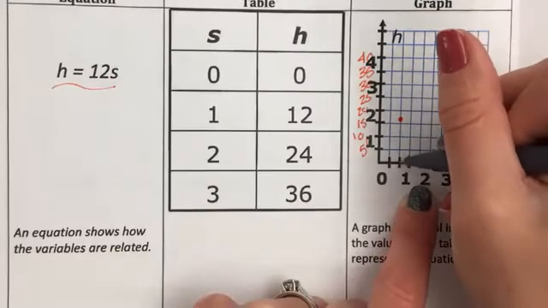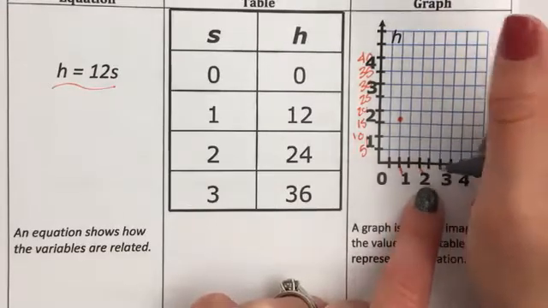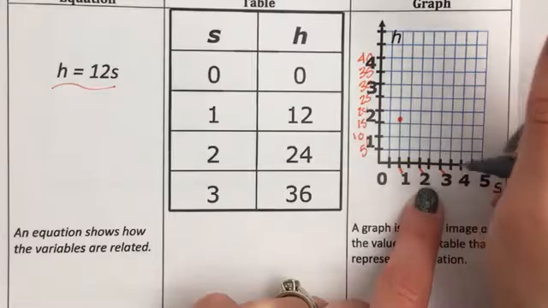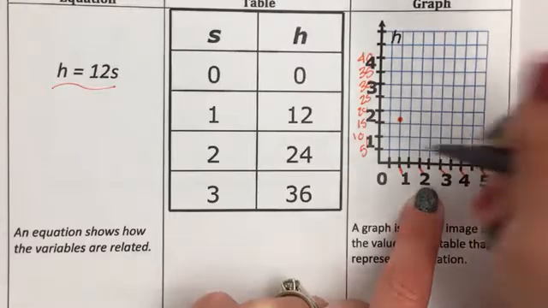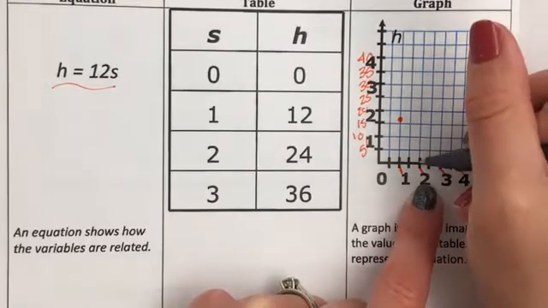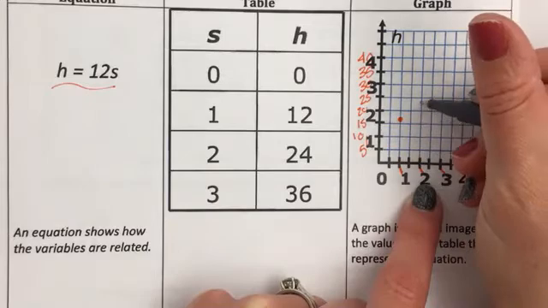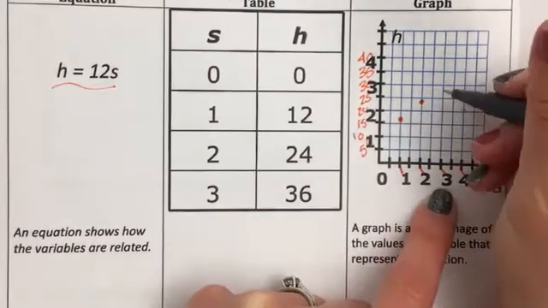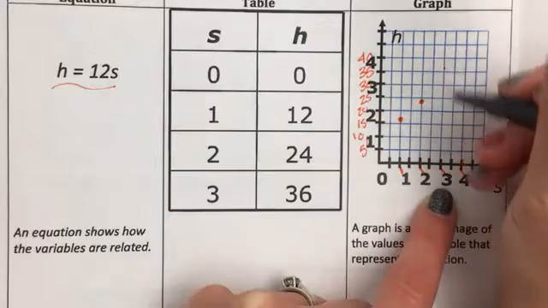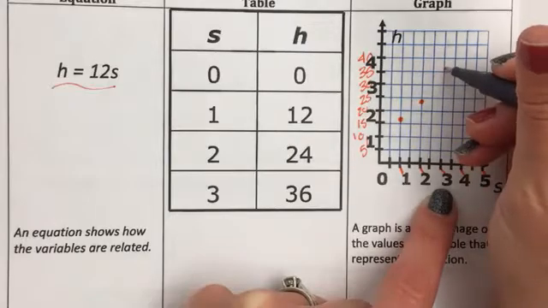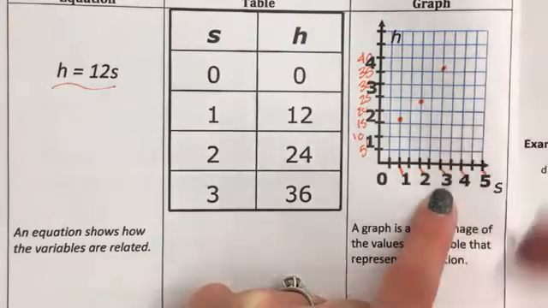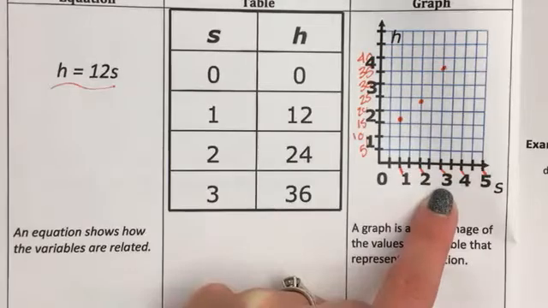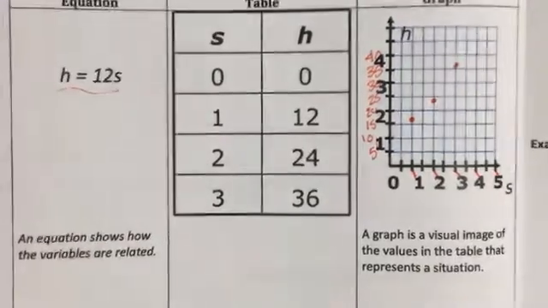This is my 1. This is my 2. 3, 4, 5. After 2 seconds, the plane was already at 24. And after 3 seconds, I was already at 36. And then you guys can kind of see how that line would keep going up and up and up. Okay?